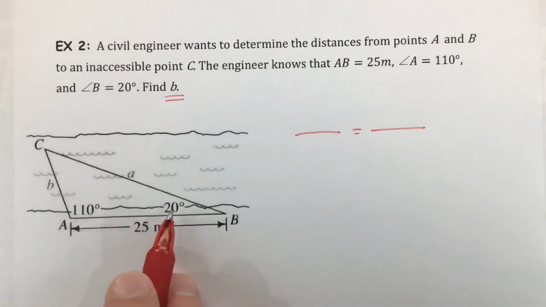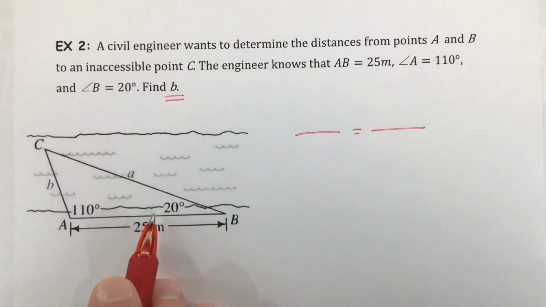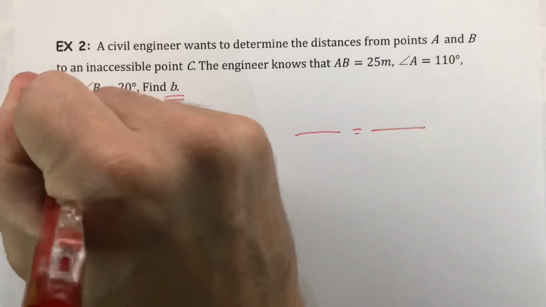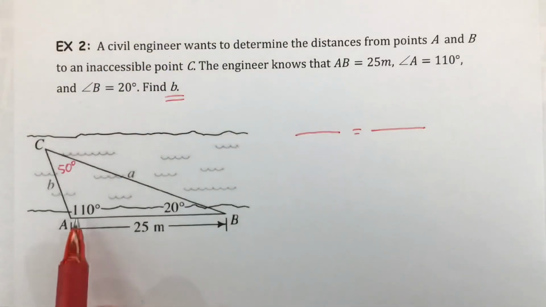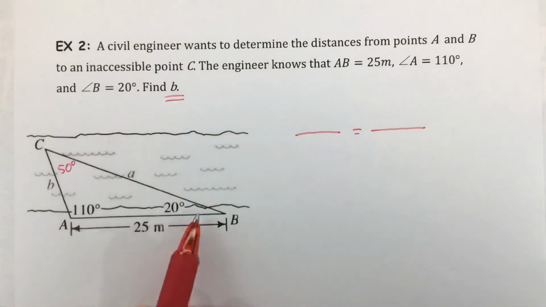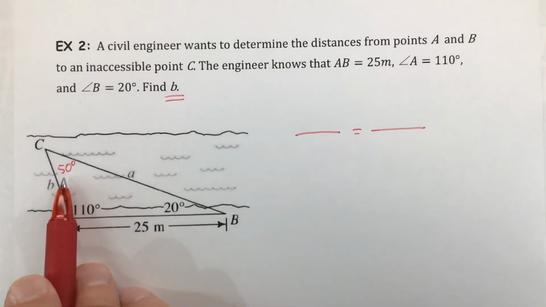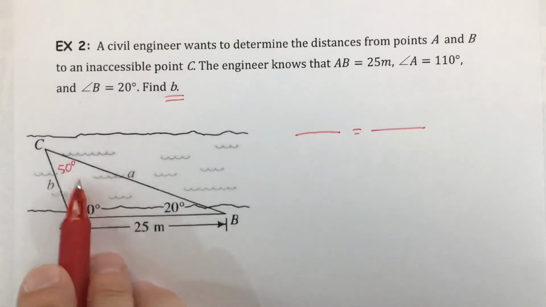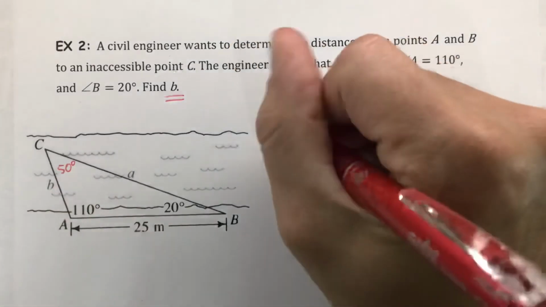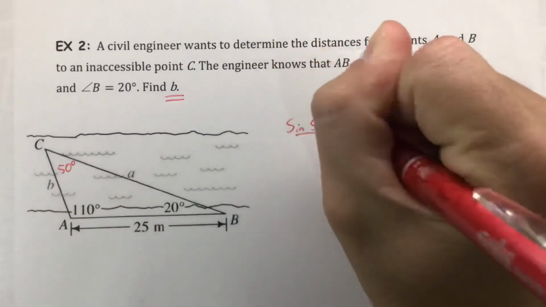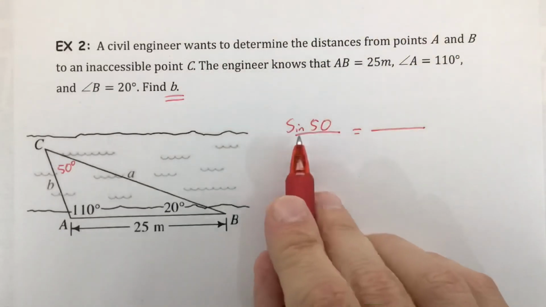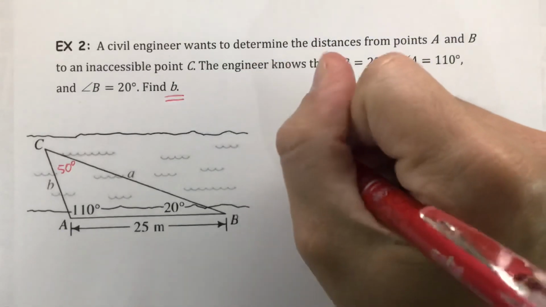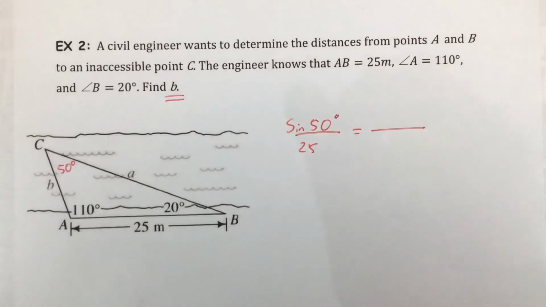Okay, so if we take these 2 together, you get 130, subtract the 130 from 180, and that means that this angle has to be 50. Okay, so the engineer is able to measure these 2 angles on his own. That one has to be 50 degrees. So now that we have that one, we can create a pair, which means that we can complete one side of the proportion. Okay, so we got the sine of 50 over 25.